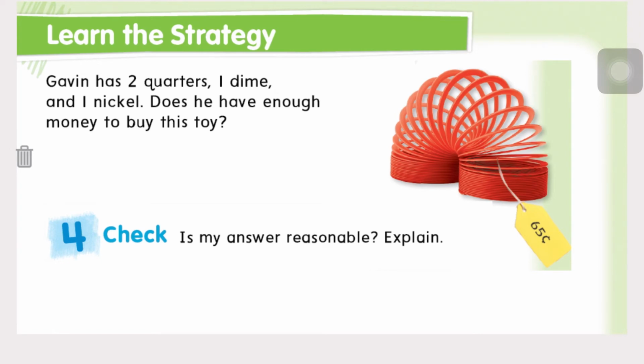We need to explain. We could make sure that our strategy is reasonable by counting again. We could write out and count on to make sure that we've got it. We could count up by the numbers that we have. Any of those would work, but it seems reasonable that 2 quarters is 50, 1 dime would make it 60, and 1 more would be 65. That seems reasonable, so I think we are good to go. Let's watch a quick video about acting it out.